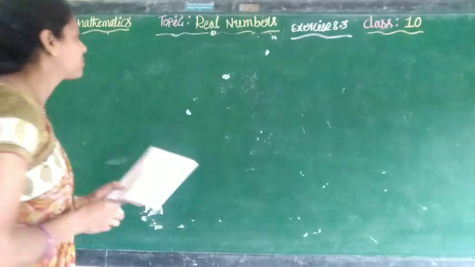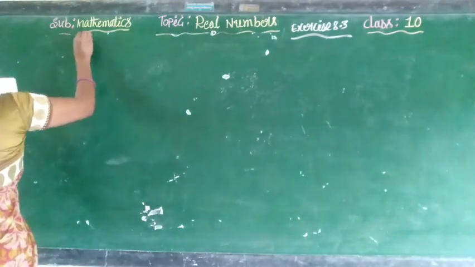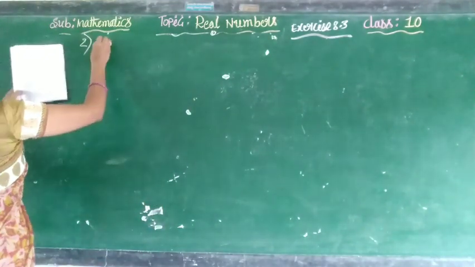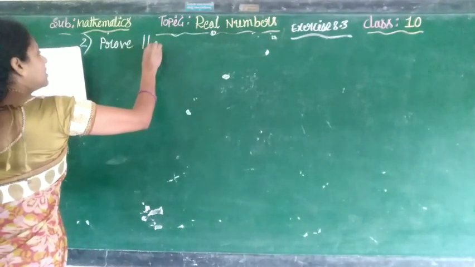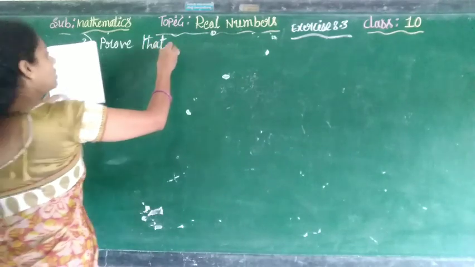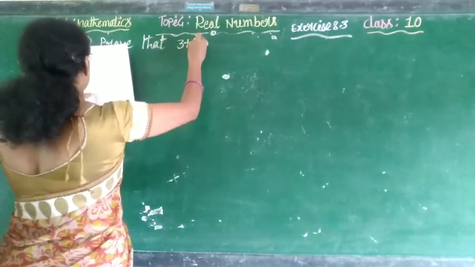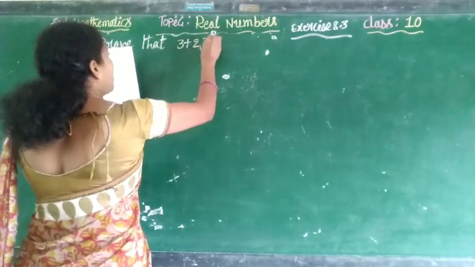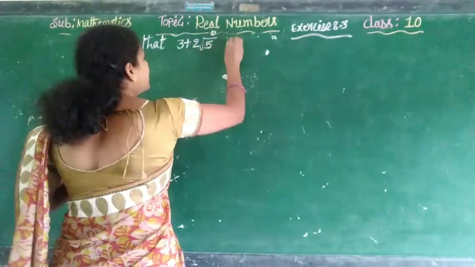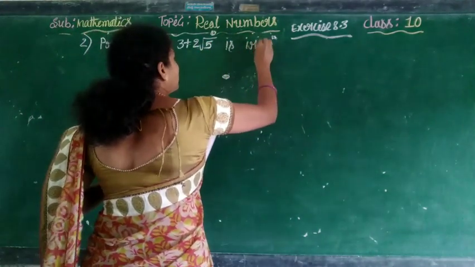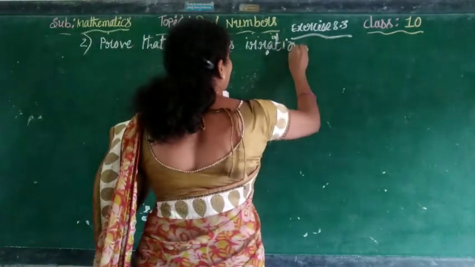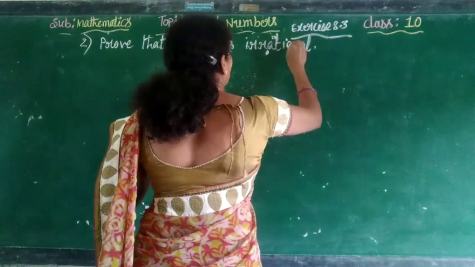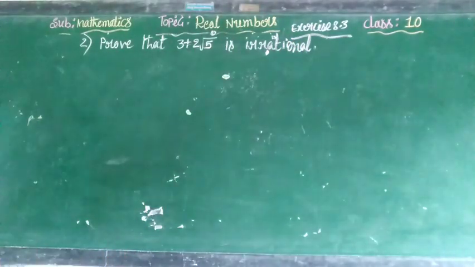Prove that 3 plus 2 root 5 is irrational. So, proof.